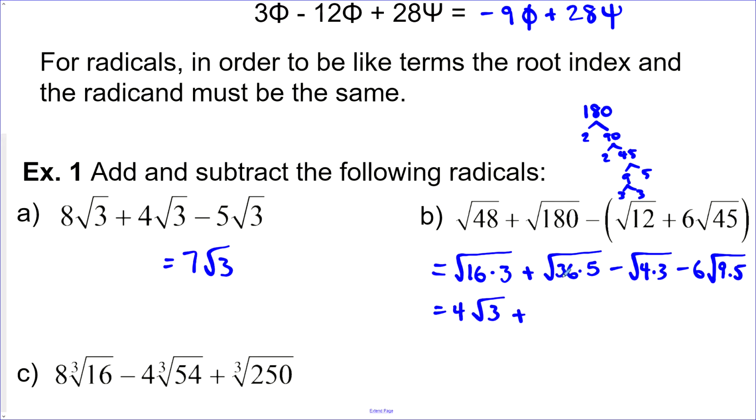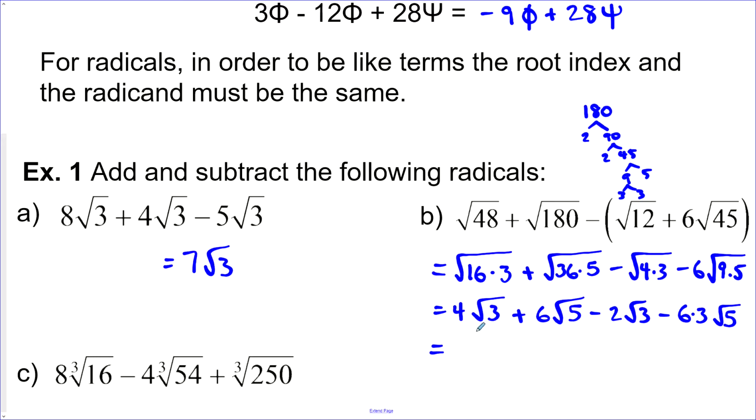The square root of 36 is 6. So far, these two are different radicals, so we can't add them. Square root of 4 is 2. And square root of 9 is 3. And so we're going to multiply 3 by 6 by the coefficient that was already out here. And don't forget about that coefficient.